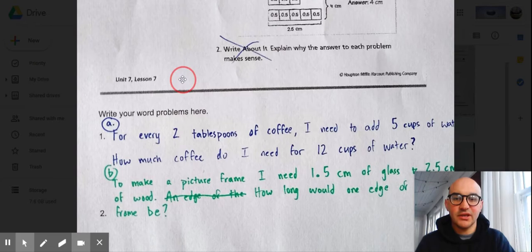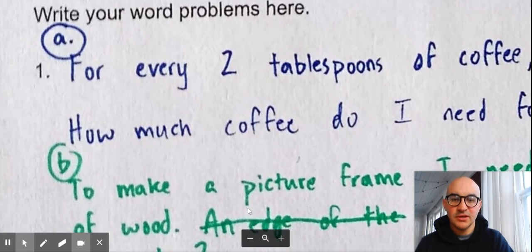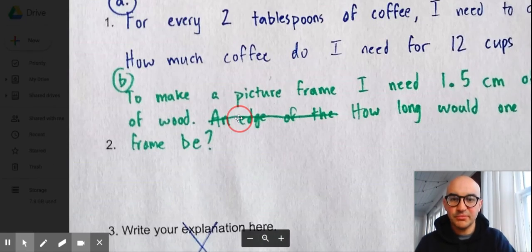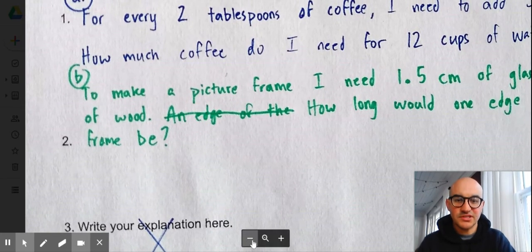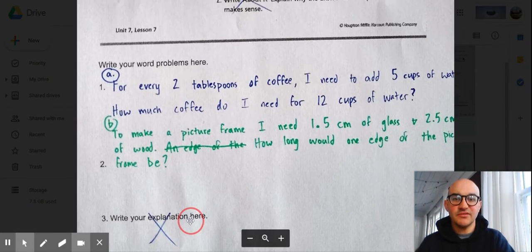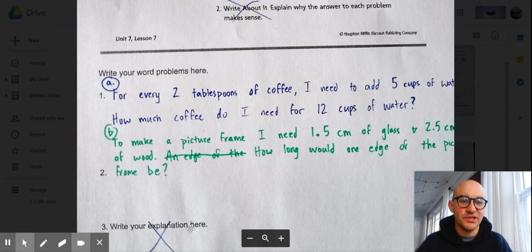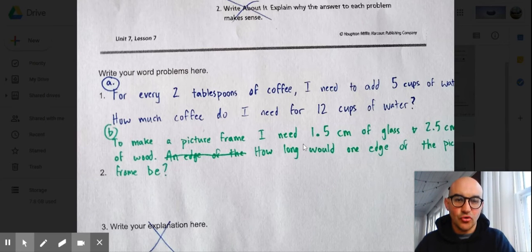And so I was just looking around my house, and I thought about picture frames. And part B here, my first sentence just explains the very first ratio. To make a picture frame, I need 1.5 centimeters of glass and 2.5 centimeters of wood. And then my question asks about the total, and it says how long would one edge of the picture frame be? So again, your questions might be different. You're not gonna get a grade on what topic you chose, more about does your question make sense, does it match the problem above.